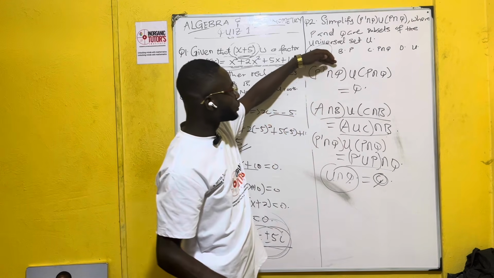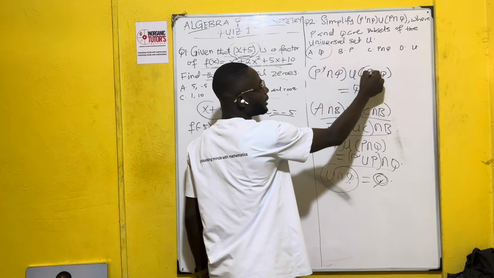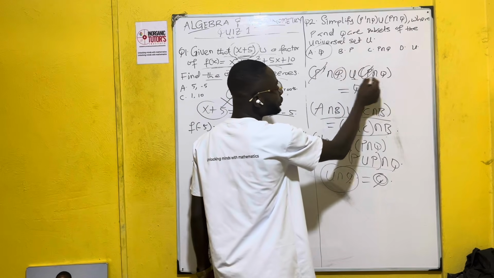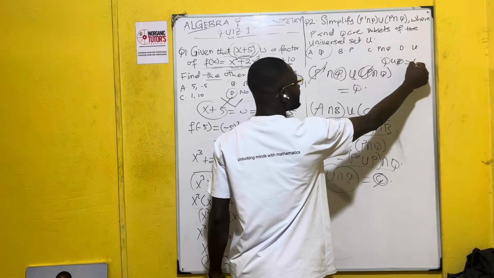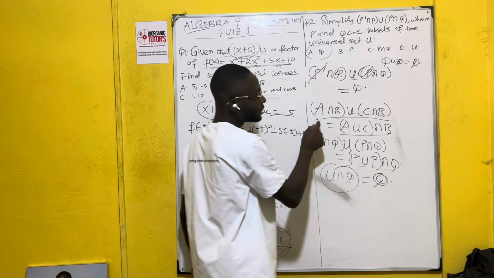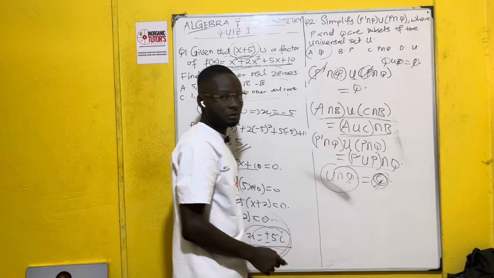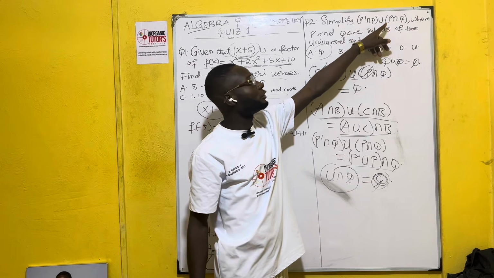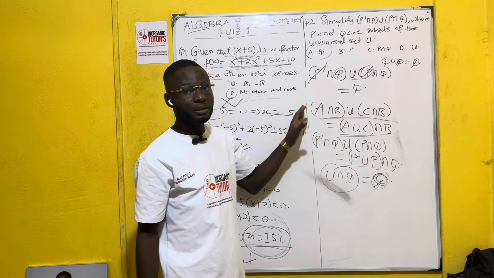So it's either you go through this and get this, because this is just a complement and this is not a complement, so this cancels this, and you only have Q union Q, and Q union Q is the same as Q, right? But if you go through the process using the distributive law and the complementary law, you get back to the same result. So when you simplify P prime intersection Q union P intersection Q, you get Q. So that is question number 2.